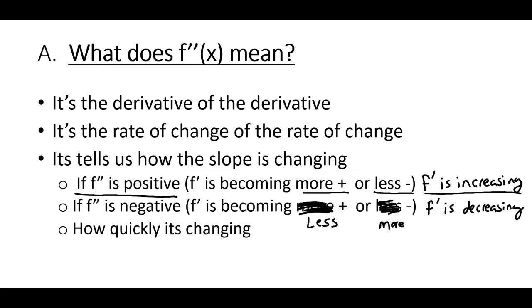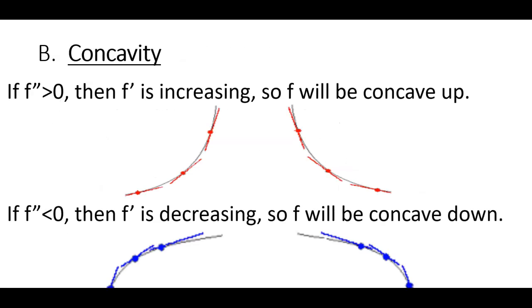So those are the two ways that f prime could be decreasing. Now, the second derivative also tells us how quickly f prime is changing. The bigger the number, the greater the magnitude of that number, the more quickly it's changing. So that is what the second derivative is and what the second derivative tells us.